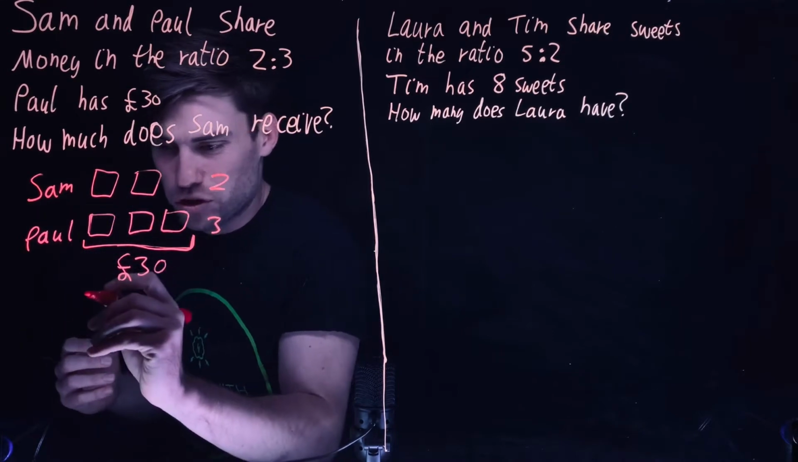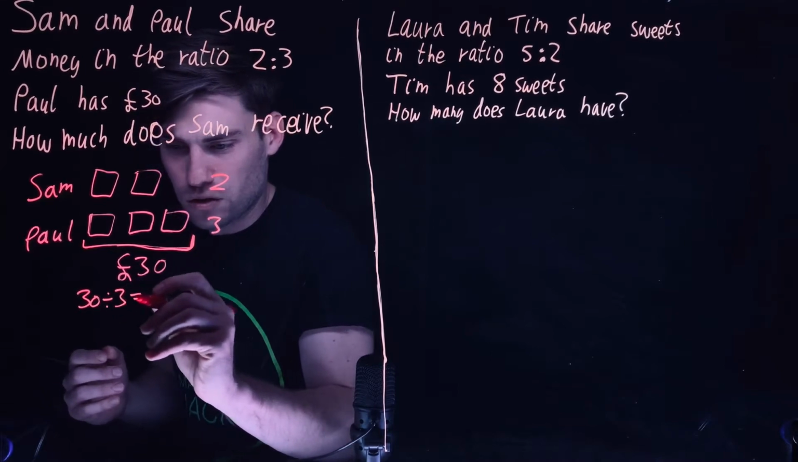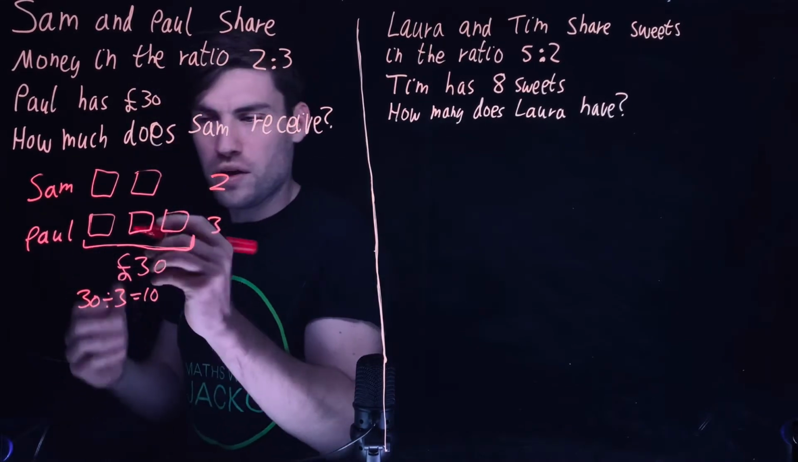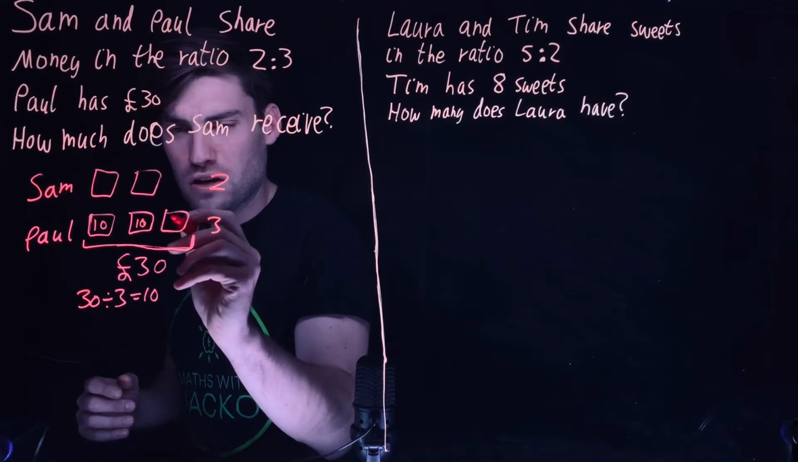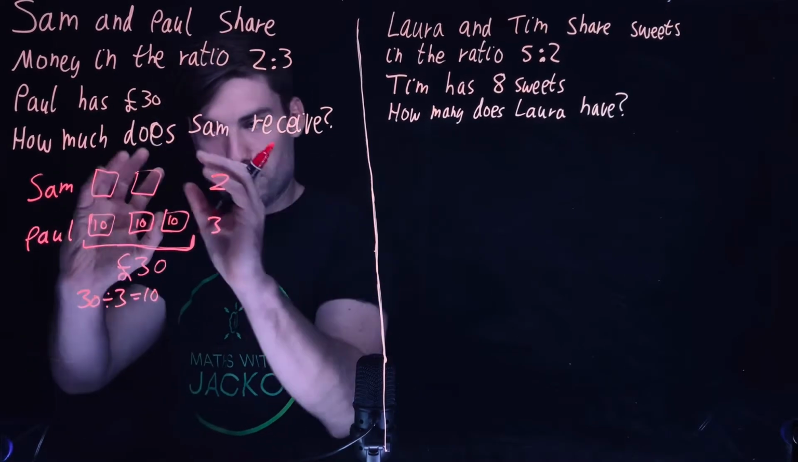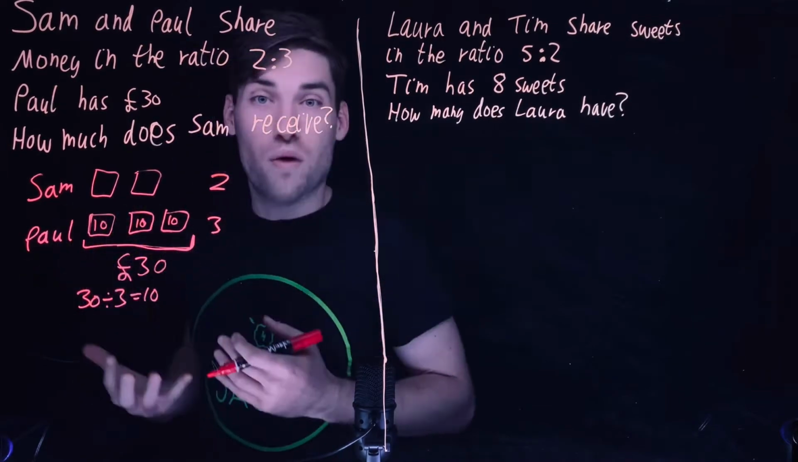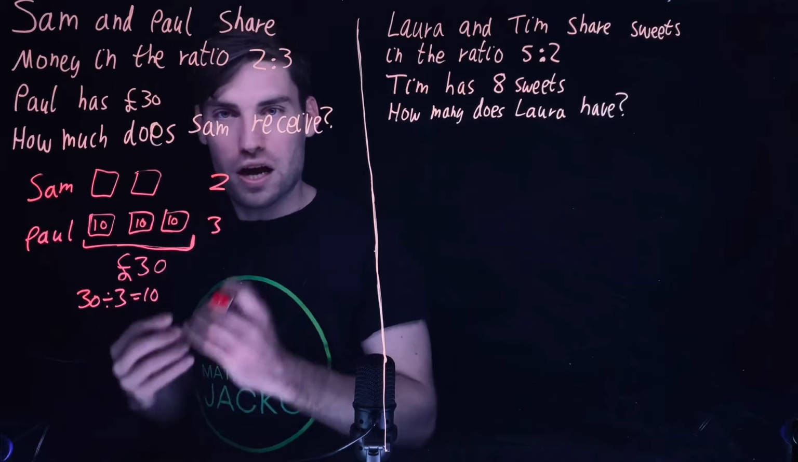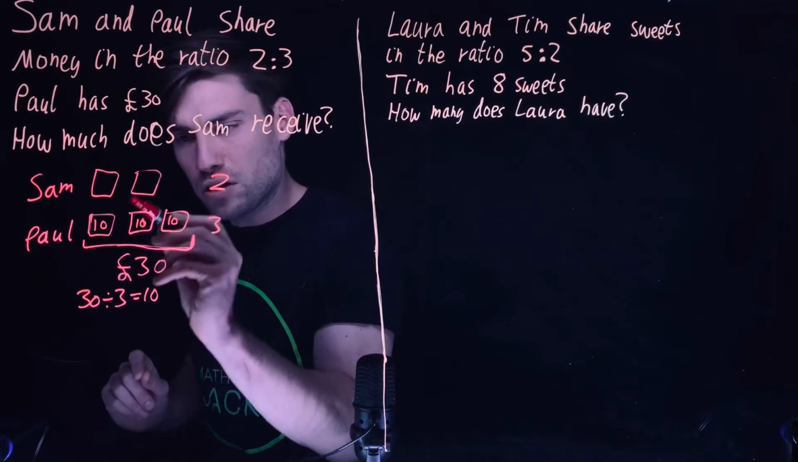Okay, so then we should hopefully see, let me just do 30 divided by 3, which equals 10. So we know each box is worth 10. This is still bar modelling, so instead of writing the bars as one long one, I've wrote it like this instead. There's lots of ways you can use it. It's just another way to use bar modelling. It's a great skill and really helps my students understand it this way as well. So each box is worth 10.